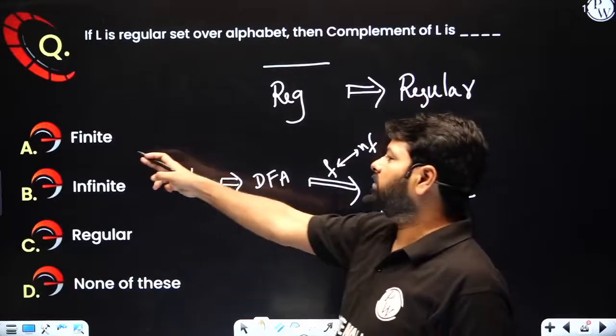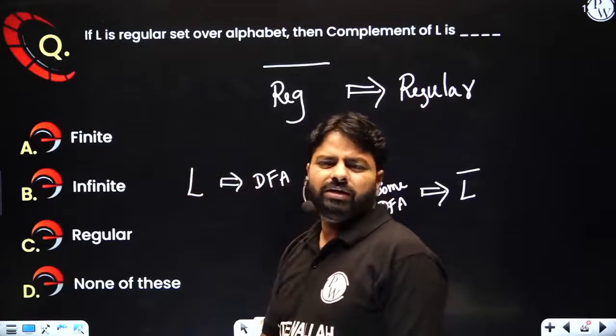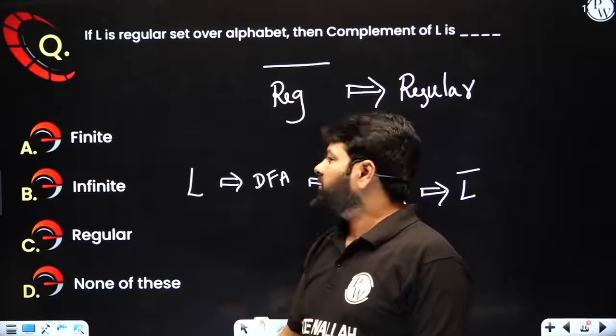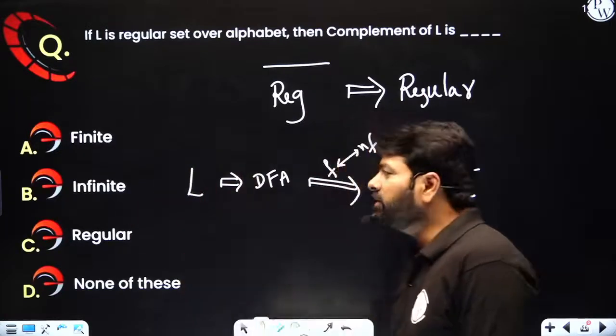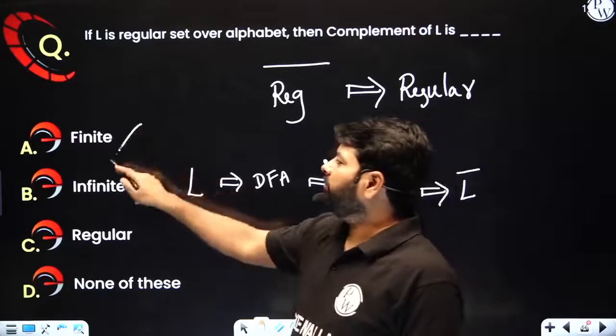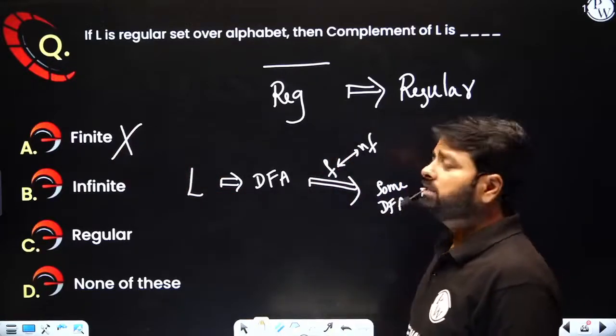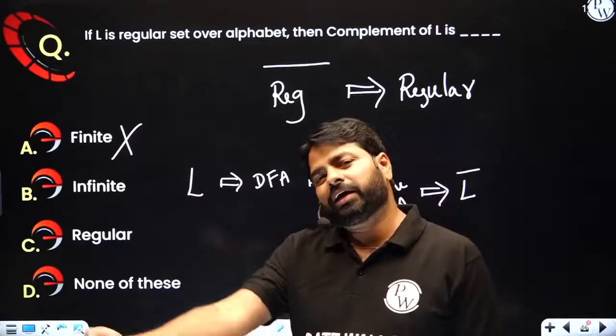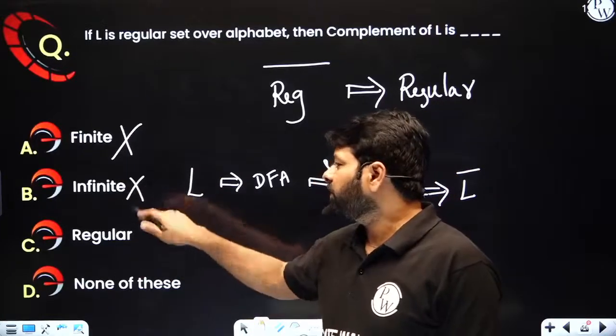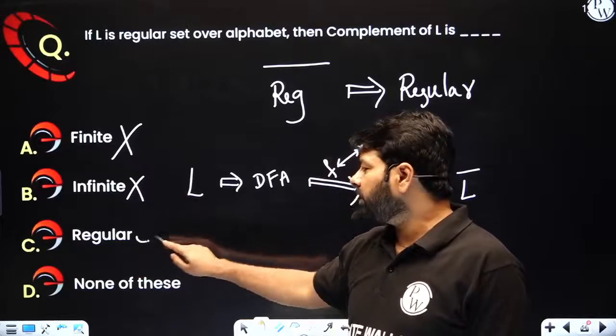But now come to the point, finite. Is it always finite? No, right? Regular may be infinite. So when you take the complement of an infinite one, it could be anything. So always finite is wrong. Always infinite is also wrong, because for some of the regulars, when you do the complement, you may get a finite language too. Regular complement is always regular.